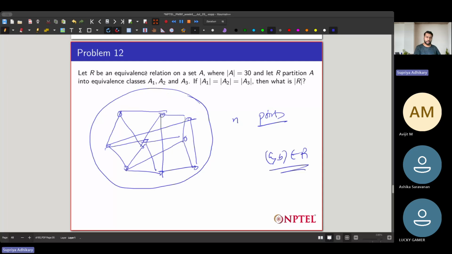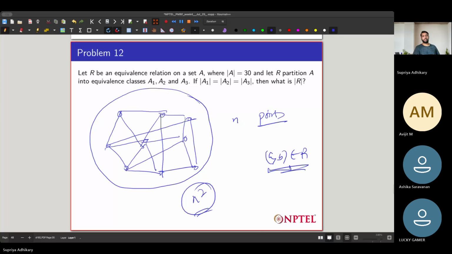Okay, so if there are n many points in a particular equivalence class, then corresponding to the equivalence class, how many pairs AB should be in the relation R? That should be n square many. Since there are n many points, n square many pairs can be possible. So all these n square many pairs should be in the relation R.